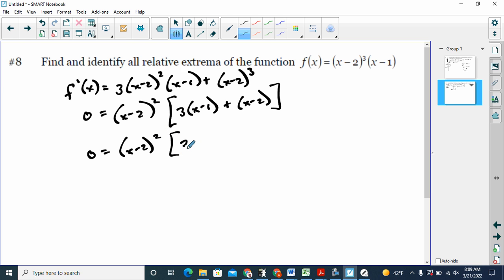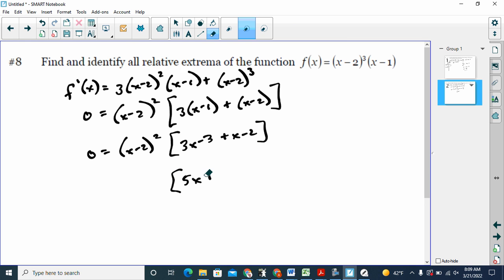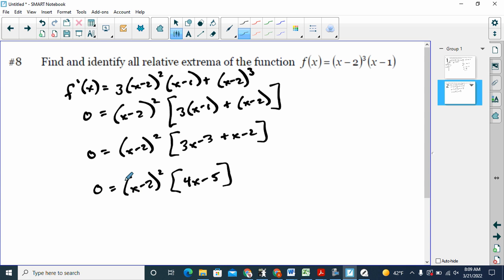I am going to distribute and combine like terms. 5x minus 5, 4x minus 5, and x minus 2 squared. Set that equal to 0 and solve for x. So I get x equals 2 or x equals 5 over 4. Our first derivative is never undefined. We don't need to worry about that.